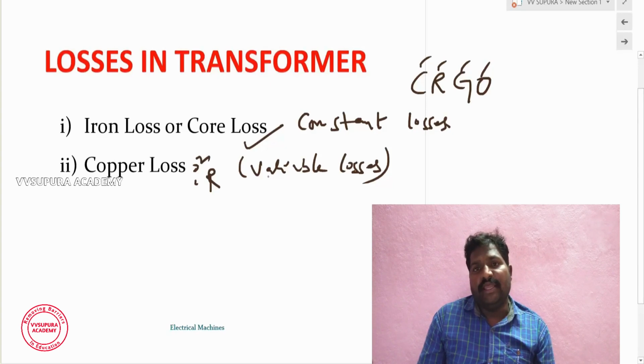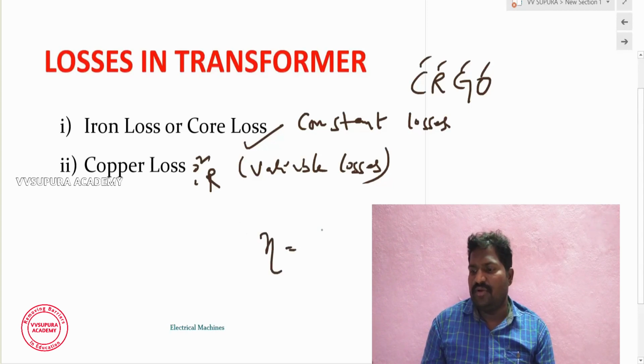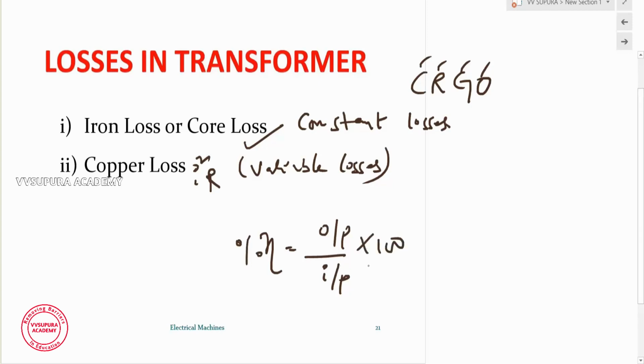If you want to calculate the efficiency of a transformer, first we have to calculate the losses. We already know the efficiency is equal to output by input. If it is in percentage, you have to multiply by 100. Whatever output we have, we can measure. The input has to supply output plus losses. If you calculate these losses, then we can calculate the efficiency.